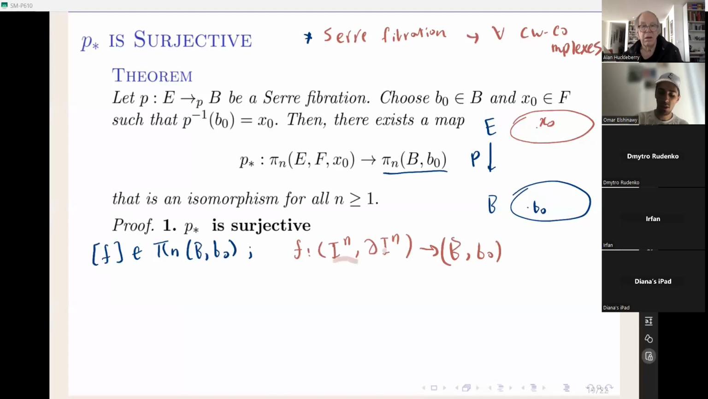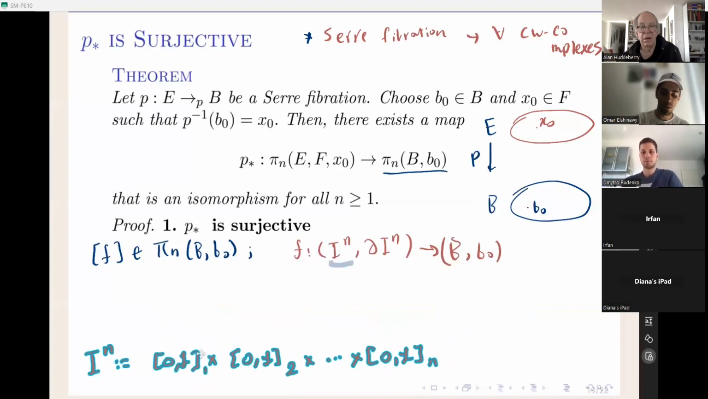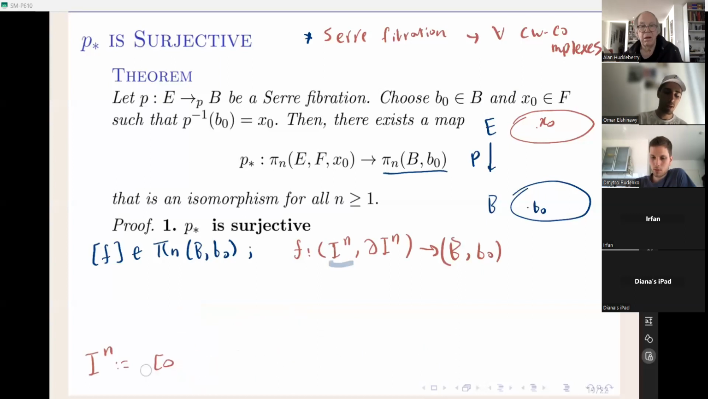This tuple just means that we map the n-dimensional interval. So I to the n is just 0, 1 times 0, 1, n times. This is a side note. And the boundary is given by this symbol here. The boundary also has an explicit definition, but we won't need to use that. Just think of the boundary of a square, for example.